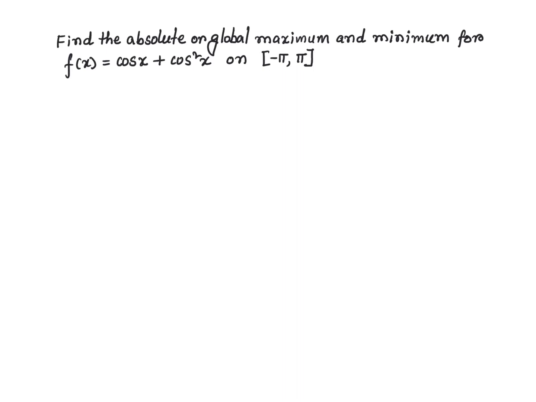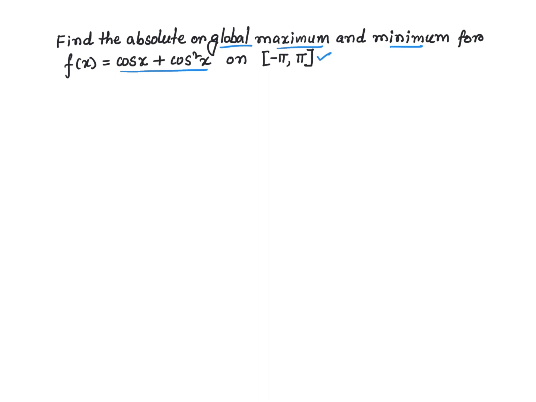In this video, I'm going to find the absolute or global maximum and minimum for the function f of x is equal to cosine of x plus cosine square of x on the closed interval negative pi to pi.